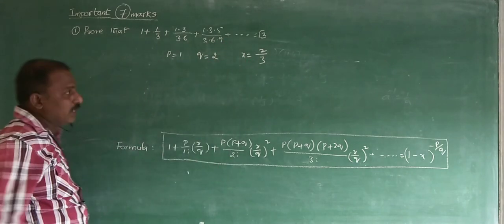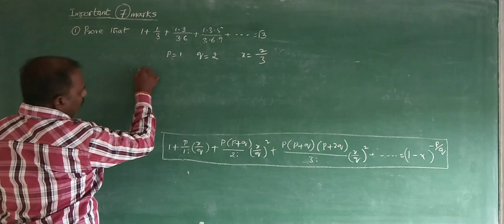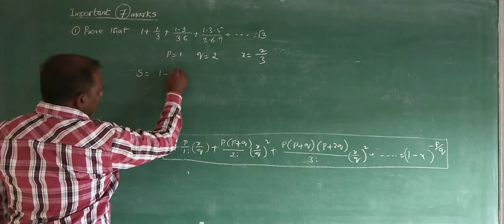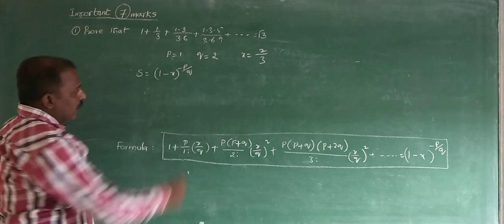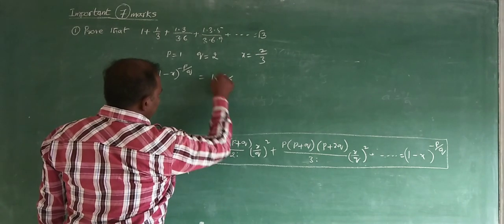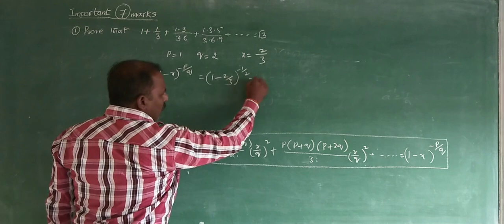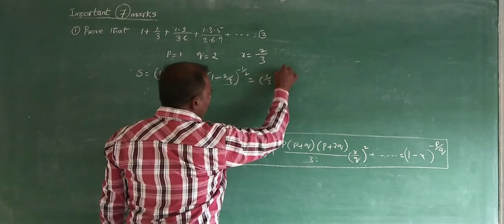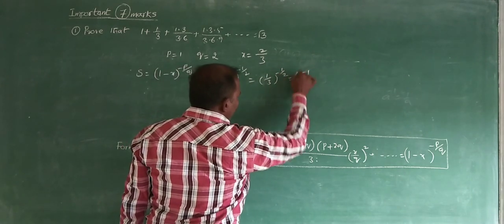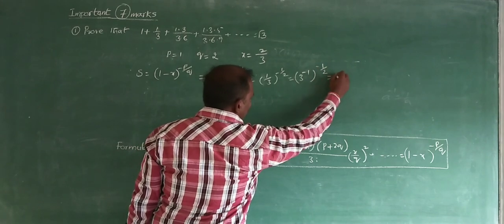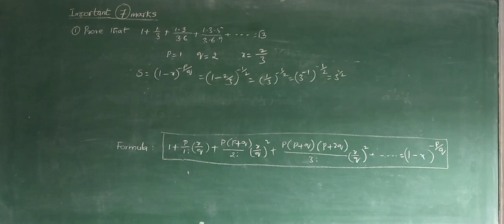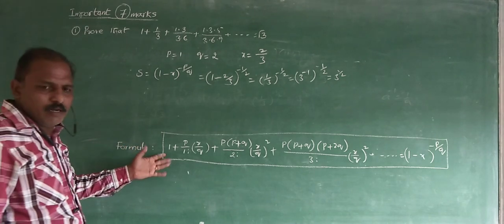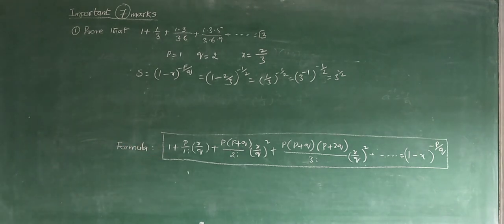So x is 2 by 2. So the formula for this is (1 minus x) whole to the power of minus p by q. Since all are positive, I can write it as (1 minus 2 by 3) whole to the power of minus 1 by 2. That is (1 by 3) whole to the power of minus 1 by 2, which is (3 to the power of minus 1) whole to the power of minus 1 by 2. That is 3 to the power of 1 by 2. That is the simple way of writing this formula. If you write the formula, you get the full result. I think it's very clear.